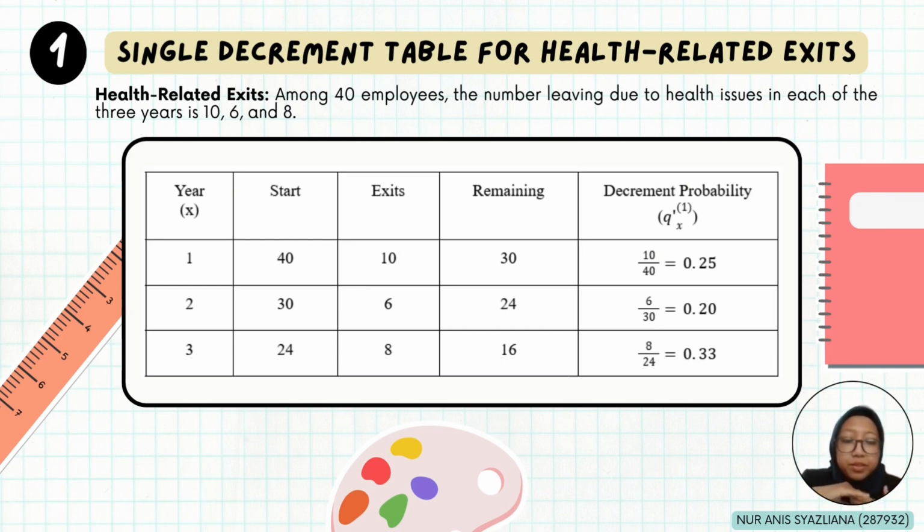And finally, the decrement probability column calculates the likelihood of an employee exiting in that year, based on the proportion of exits to the number of employees at the start of the year. So, for the first year, we can calculate it by dividing 10 over 40 and we get 0.25. For the second year, 6 over 30 which is 0.2, and for the third year, 8 over 24 which is 0.33.